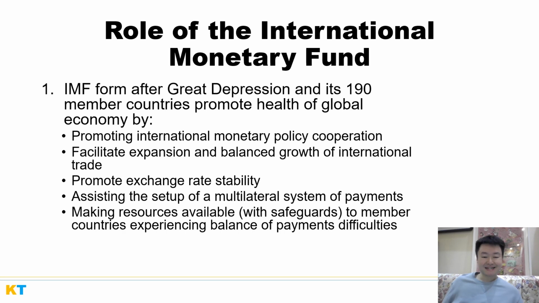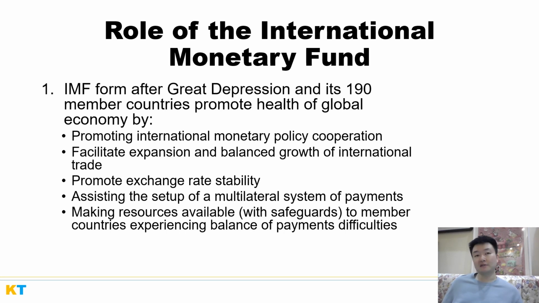Number four, we want to assist the setup of a multilateral system of payments. And so, in an increasingly globalized world, sometimes one country or multiple countries need a way to pay each other in their own currency. And so the IMF is partly responsible for facilitating those payments by impacting and influencing policies that each country makes with regards to those areas. So something like the SWIFT code, for example, would be something that the IMF would be interested in having a say in.